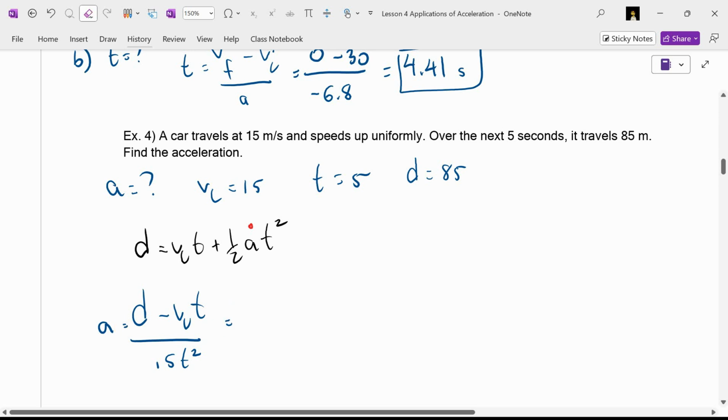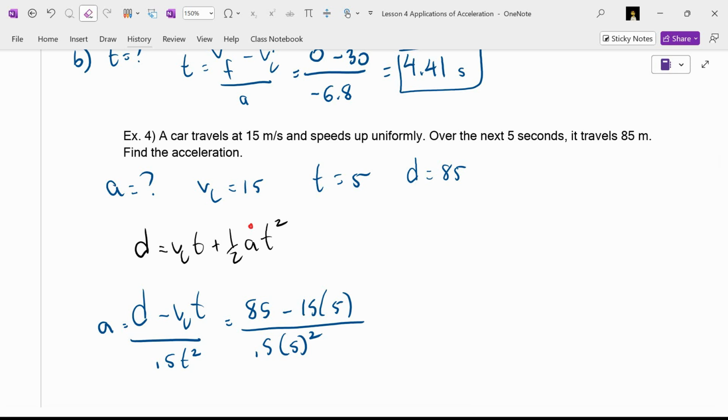And now we carefully plug in the numbers. It's going to be 85, actually, I might be able to do this in my head, minus 15. Yes, I can. Times 5, all divided by 0.5 times 5 squared. Oh, yeah, this is easy. 85 minus 75 is 10. 10 divided by 0.5 is going to be 20. It's going to be 20 over 25. It's going to be 4 over 5. 0.8, I think. Double check me.